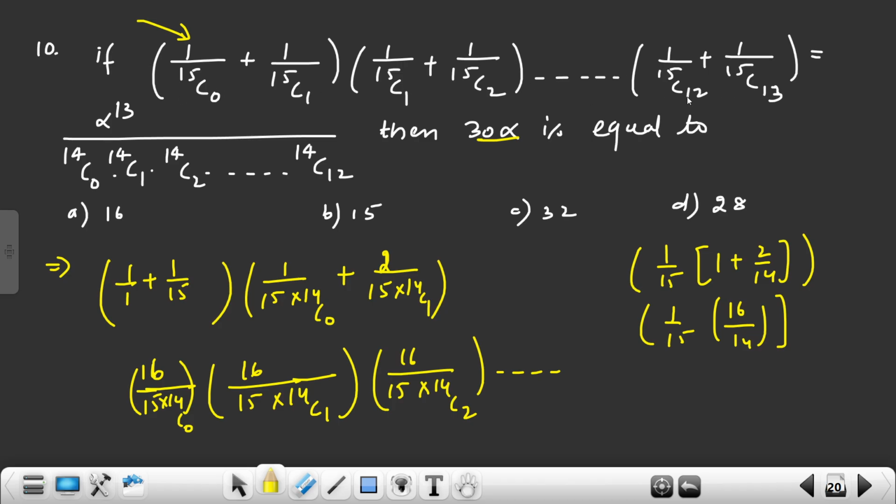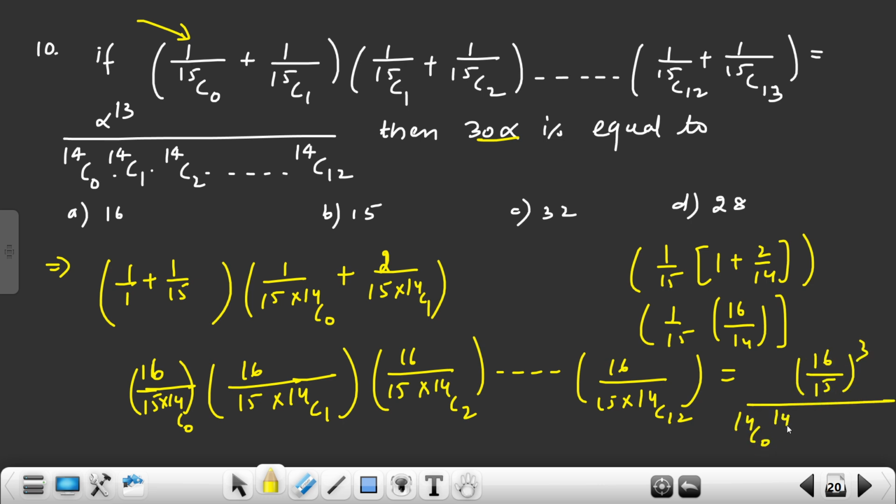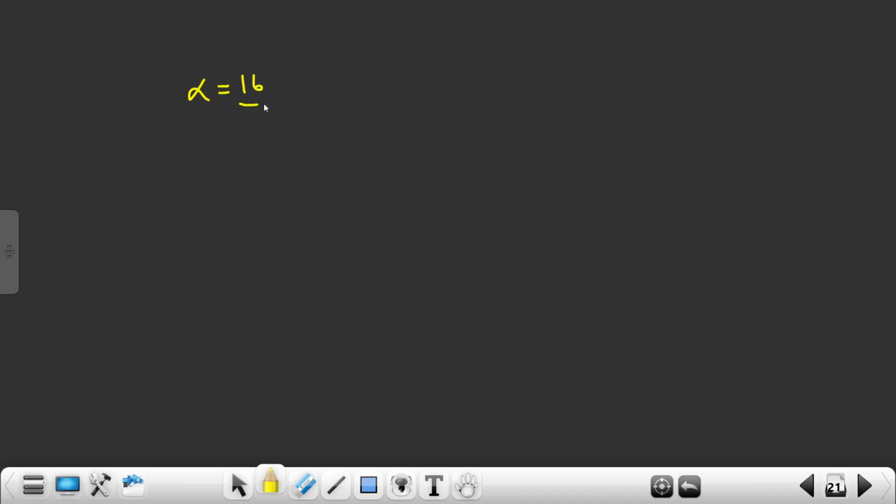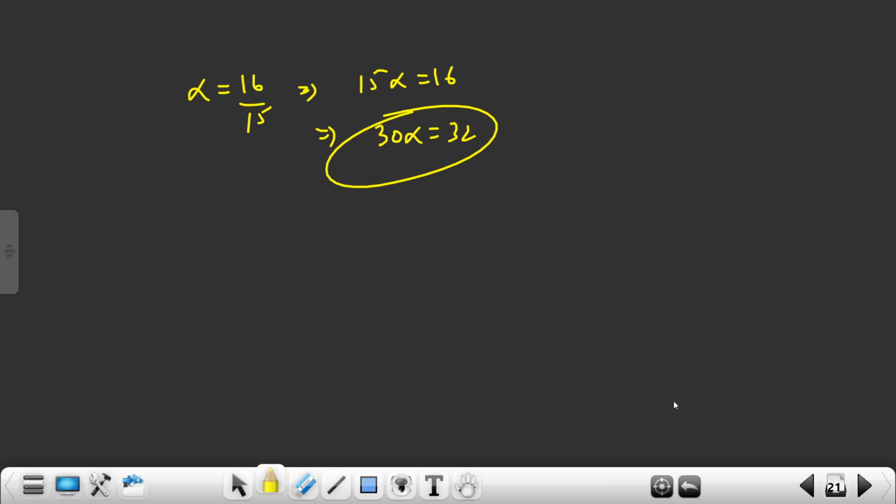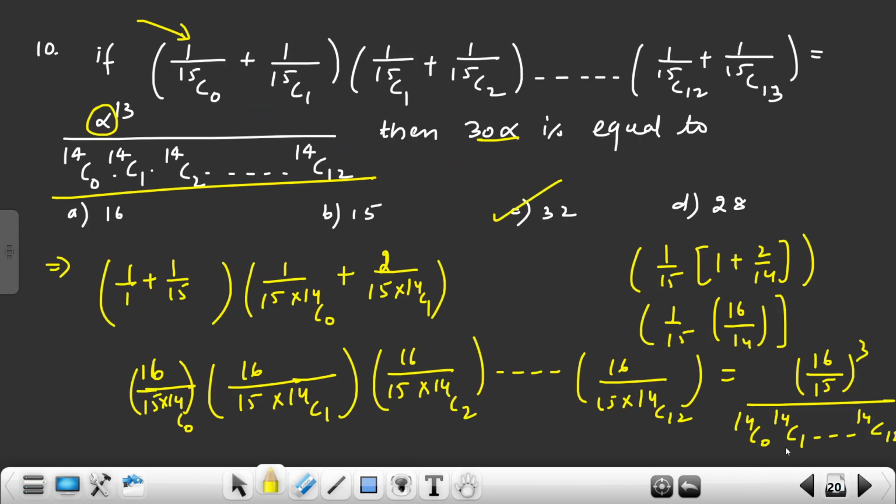How many brackets are there? 13 brackets, right? So finally it will go to 16 by 15, 14c12. Now 16 by 15 is coming how many times? 13 times. So 16 by 15 power 13, and the denominator is 14c0, 14c1, up to 14c12, the same denominator. So in place of alpha, what do we have? 16 by 15. So what is the 15 alpha value? 16. So what is the 30 alpha value? 32. So the final answer is 32, right?